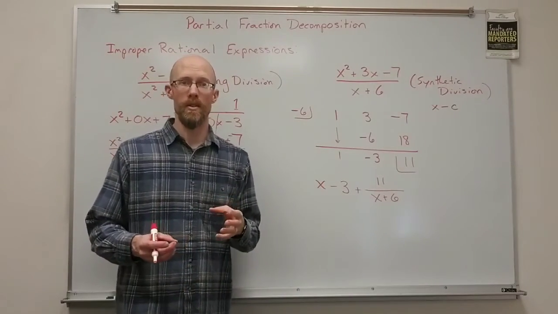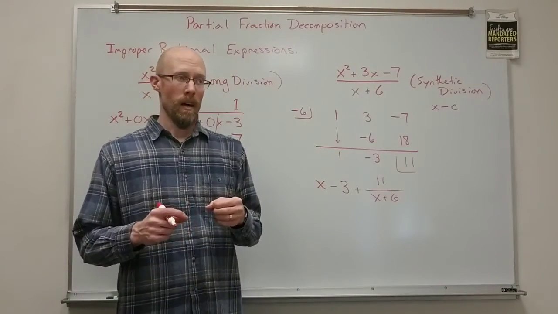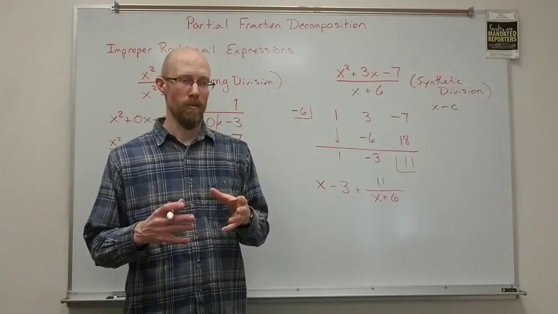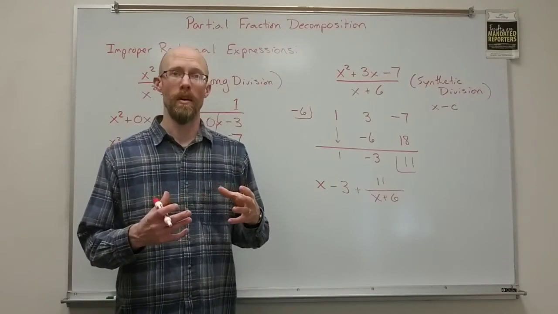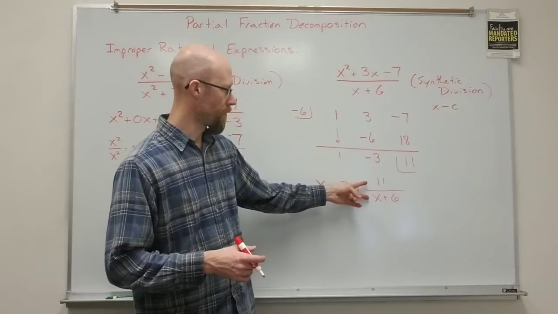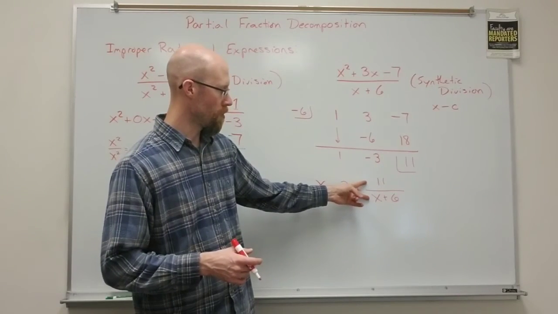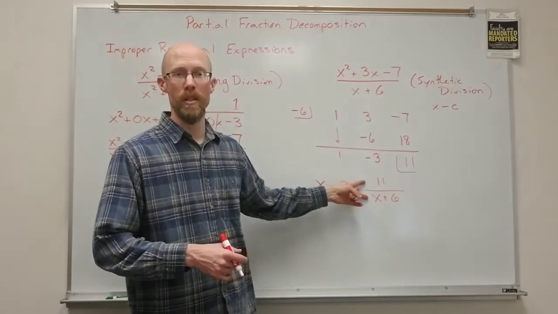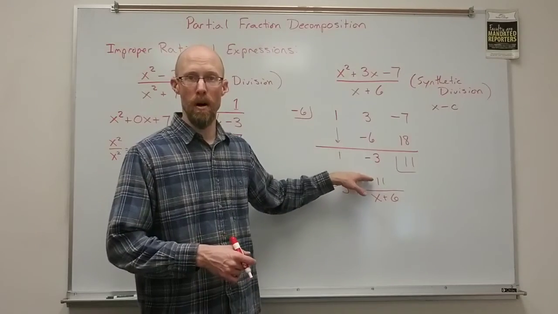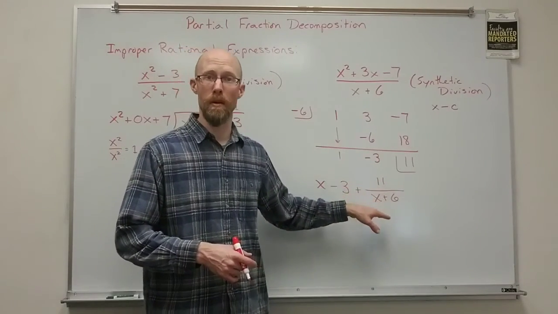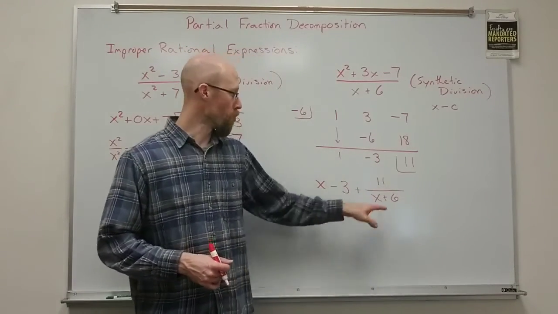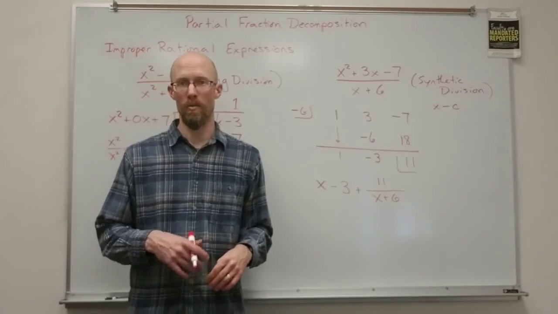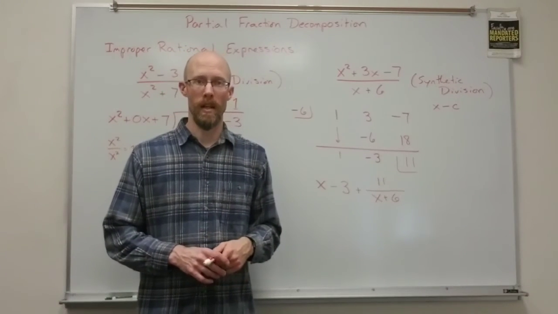Basically, the idea is to take any rational expression and break it down into a proper rational expression in this form, where you have as small of a polynomial on top as you can possibly have over one of the factors on the bottom. Okay, so we'll get into those details in the next couple videos.